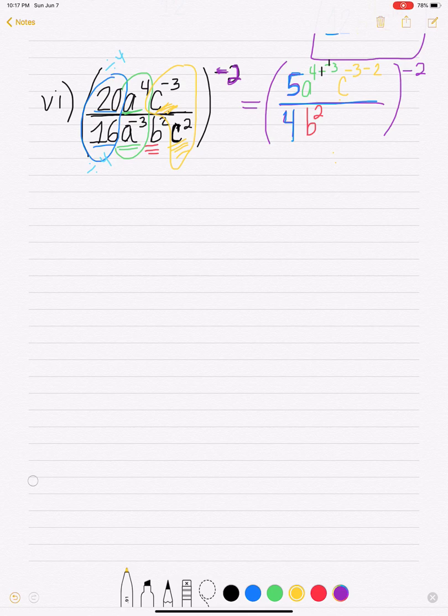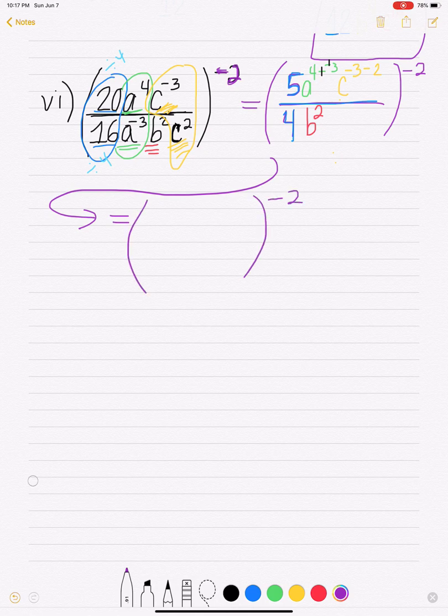Now, we're still leaving the negative 2 exponent alone. We'll deal with that eventually. So I'm going to copy down inside of the parentheses 5 over 4. Now let's figure out what A's exponent is. A to the 4 plus 3 is going to be A to the 7th. We said B squared stays on bottom. And the C situation: negative 3 minus 2 is going to be minus 5.